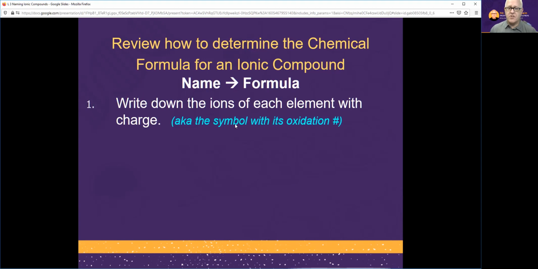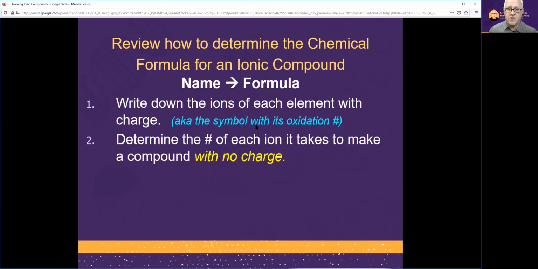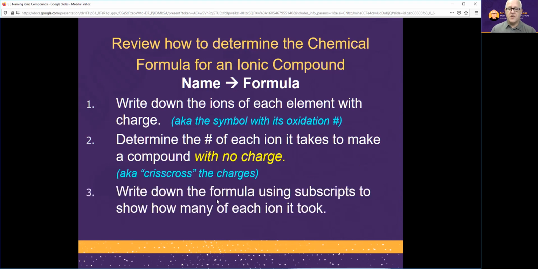And so the first thing that's going to happen is you're going to write down the ions of each element with the charge. Remember, that is the ion, which is the elemental symbol plus its oxidation number. Then you're going to determine how many of each ion it takes to make the compound with no charge. You're essentially balancing out that compound. You can use the crisscross to get the charges. And then you're going to write down the formula using subscripts to show how many of each ion it took. Then you're going to reduce or simplify it if needed.